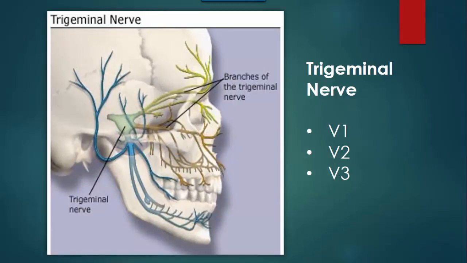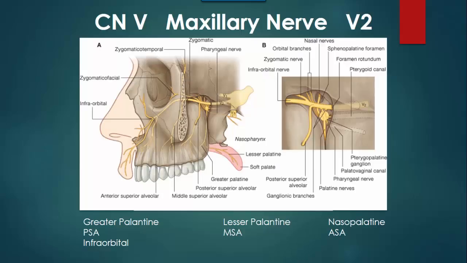Let's take a quick review of the trigeminal nerve. It exits the skull through the foramen ovale, entering the pterygopalatine fossa, where it splits into three branches, V1, V2, and V3. For our purposes as hygienists, V2 and V3 are the only nerves that pertain to us. The maxillary nerve, V2, divides into the posterior superior alveolar nerve, which enters the maxilla at the posterior superior alveolar foramen. It continues anteriorly, dividing into the middle superior alveolar nerve, the anterior superior alveolar nerve, and the infraorbital nerve, finally exiting below the orbit through the infraorbital foramen.